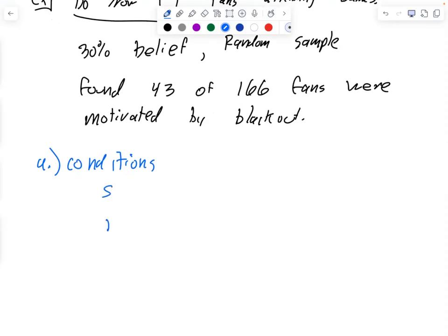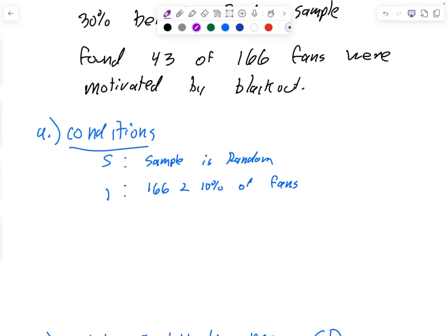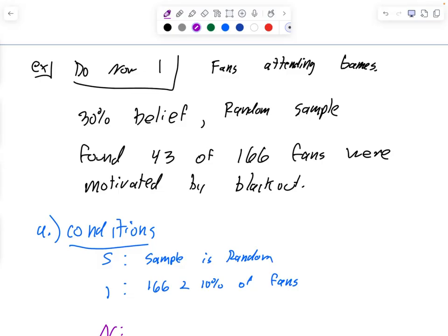Can anybody help me identify the important information from here? What is the 166? That's N. Yes, so N, I heard over here, N is the total, 166. So let's write that down. What else is very important? P hat, which is 43 out of 166. Now again, we don't need this today. But that's what it is.